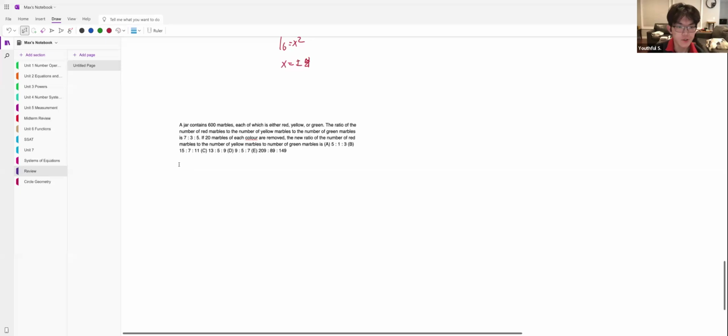Okay, a jar contains 600 marbles, each of which is either red, yellow, or green. The ratio of the number of red marbles to the number of yellow marbles to the number of green marbles is 7 to 3 to 5. If 20 marbles of each color are removed, the new ratio of the number of red marbles to the number of yellow marbles to the number of green marbles is A, 5 to 1 to 3, B, 5 to 7 to 11, C, 13 to 5 to 9, D, 9 to 5 to 7, or E, 209 to 89 to 149.